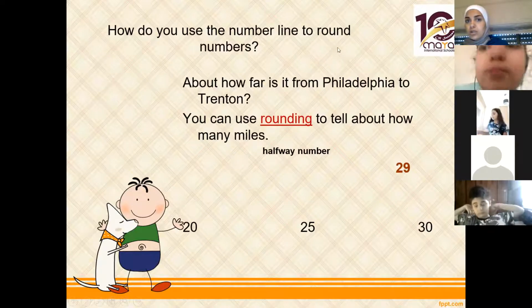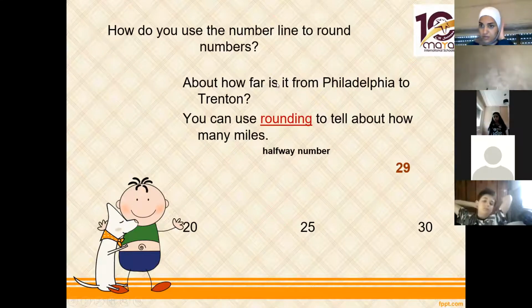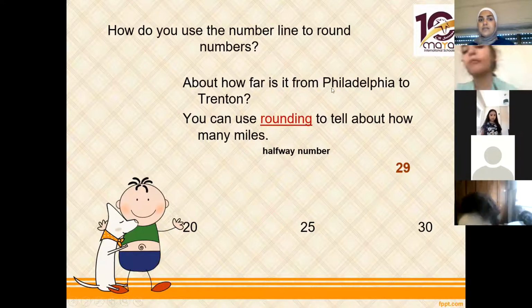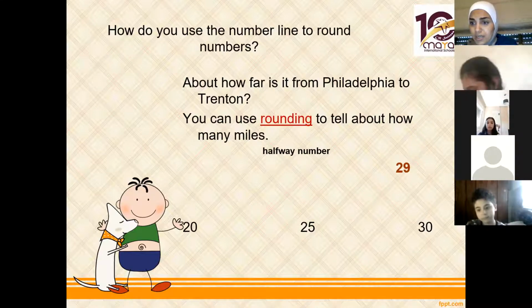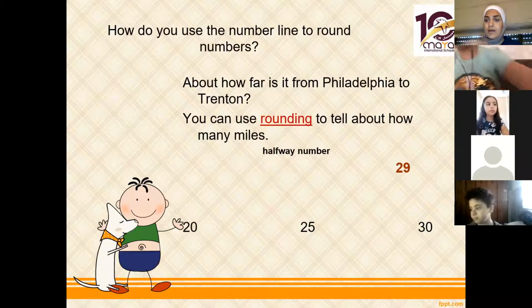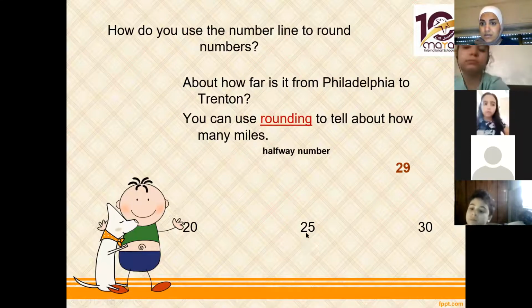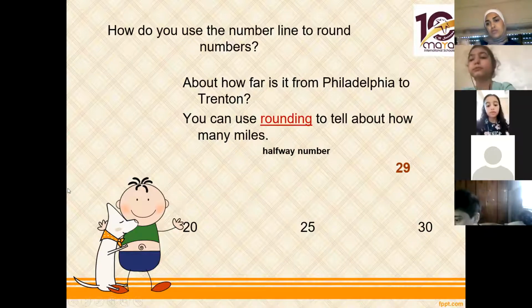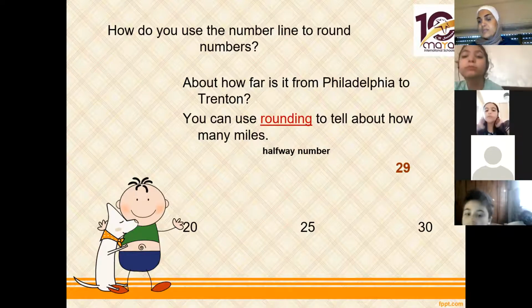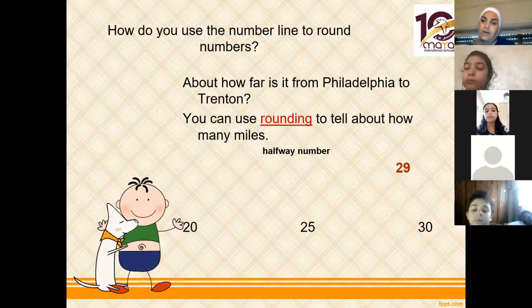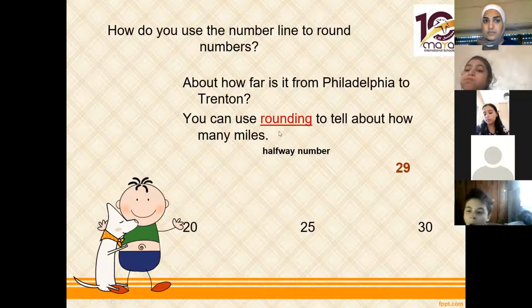How do we use the number line to round numbers? About how far is it from Philadelphia to Trenton? Now, we are reading this example, okay? When we are talking about how far a place is, we can sometimes use the word about because we're not really sure how many kilometers this place is far. So we can use about a number, a certain number. Stay with me so that you can understand what I'm talking about. You can use rounding to tell about how many miles.